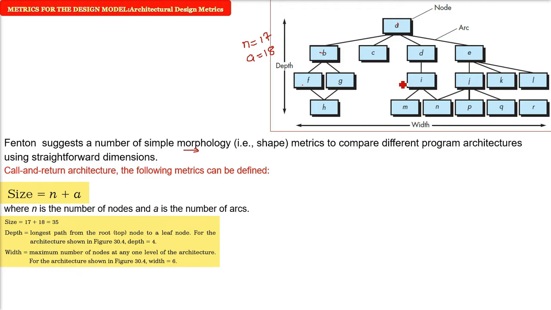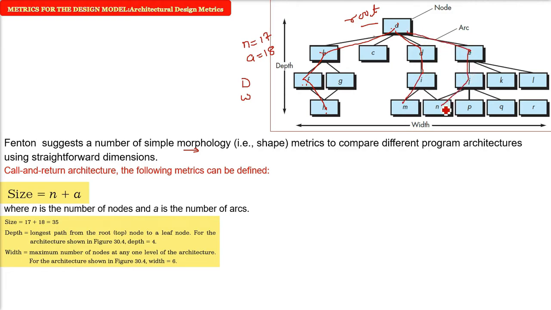There are other parameters also, like the depth and the width. Depth is the longest path from the root, which is the top node, to a leaf node. So in the figure, you can just see how many levels it has: 1, 2, 3, 4. So depth is the number of levels you can assume. This is the longest path from the root to the leaf. So the answer here is 4. Depth is going to be 4.